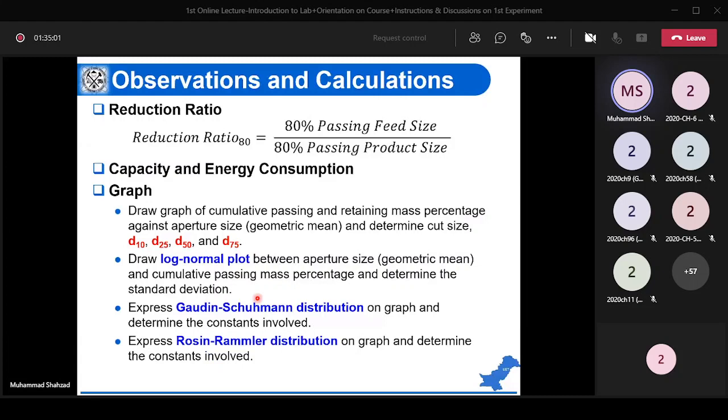Here comes the Rosin-Rammler distribution. It's a different one, and there are some parameters associated. Two parameters are associated with the Gates-Gaudin-Schuhmann distribution and two parameters with the Rosin-Rammler distribution. Once you plot these graphs, you are supposed to find out the values of those constants associated with these two graphs, and you will report those constants and discuss them in your lab reports.